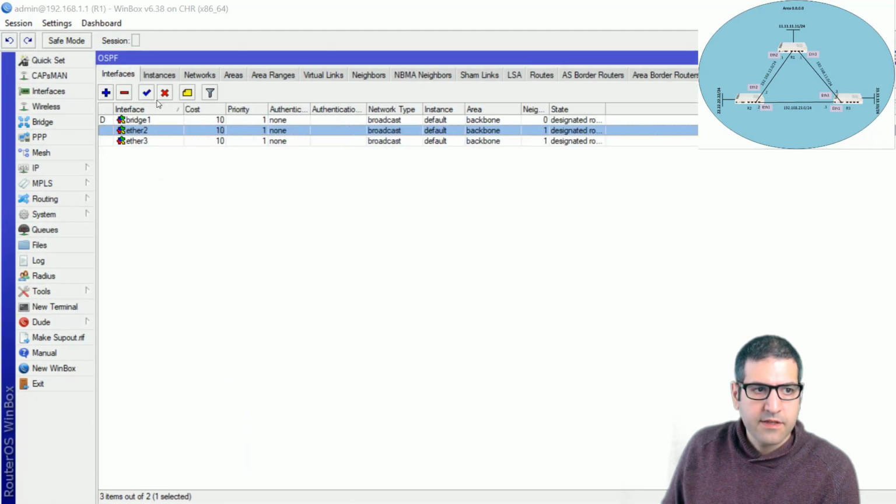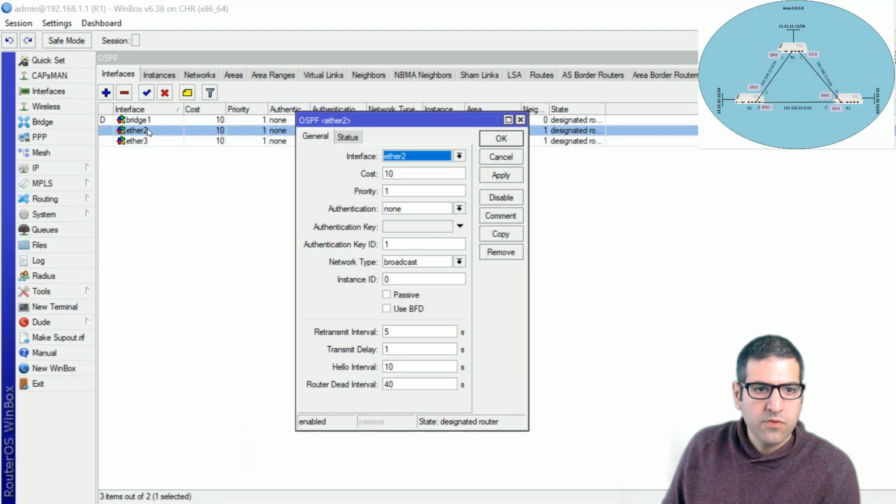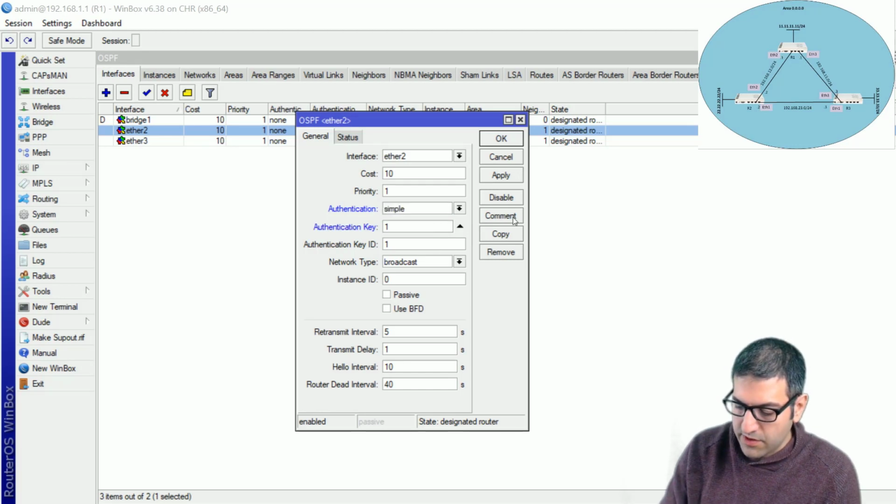Inside the interface, I have to go to Ethernet 2. And inside here, you can see authentication. These are the three types: none, simple, and MD5. That's what we have just seen in the previous lecture. I'll put it simple, and they said they want it to be 1, 2, 3, 4, 5, 6. I will keep the authentication key ID 1. We will talk about it in a moment in this lab.